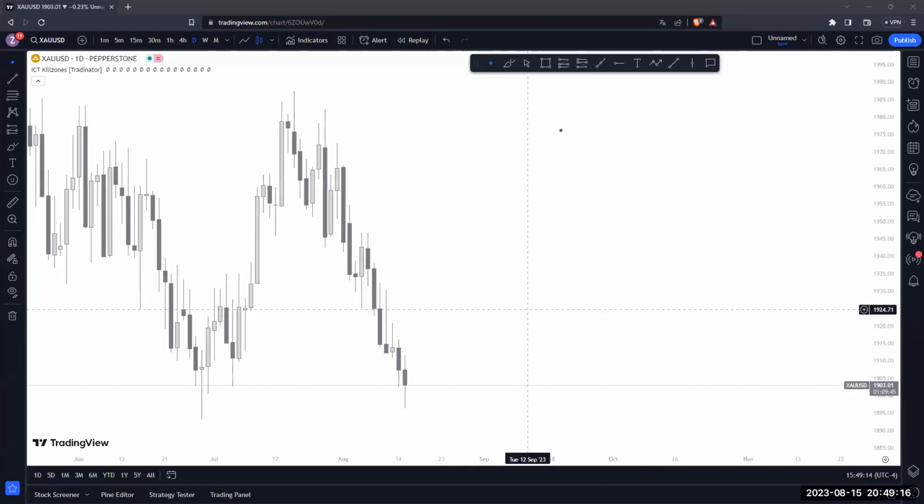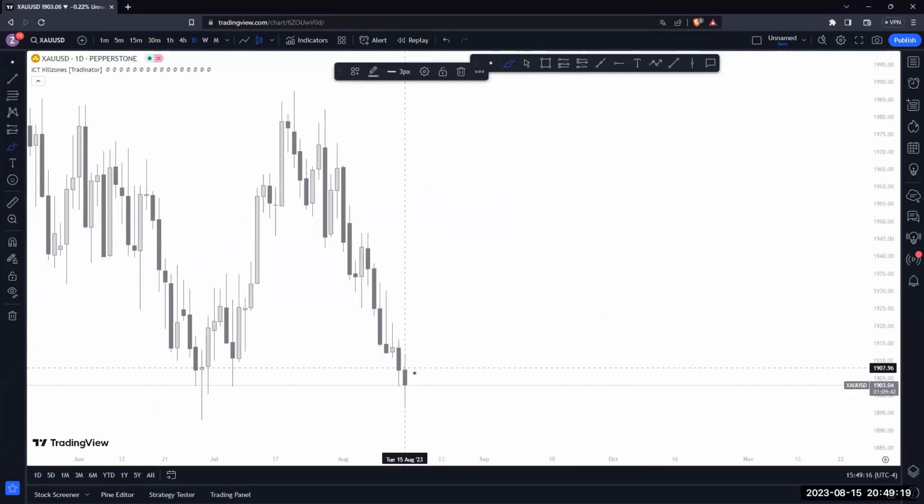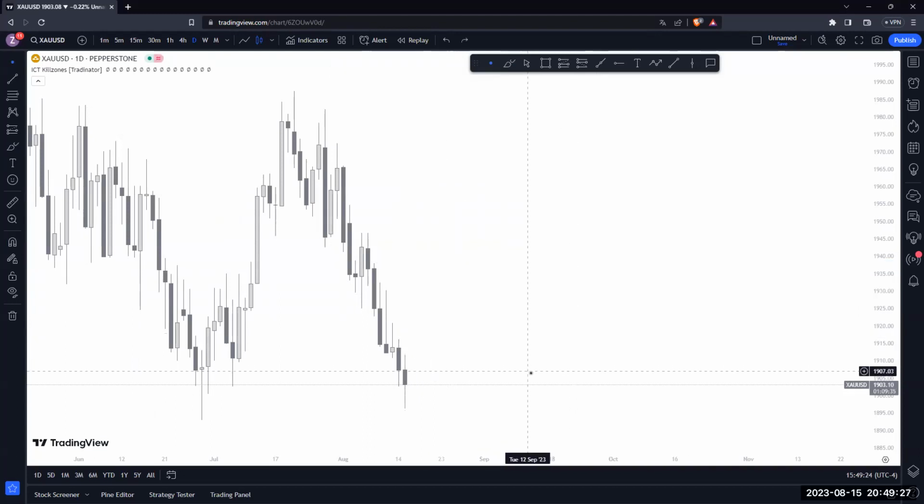Did I tell you that if a new level is made and then it rejects, it might create an H4 breakout and maybe go up? Yeah, I did mention that. Any questions?